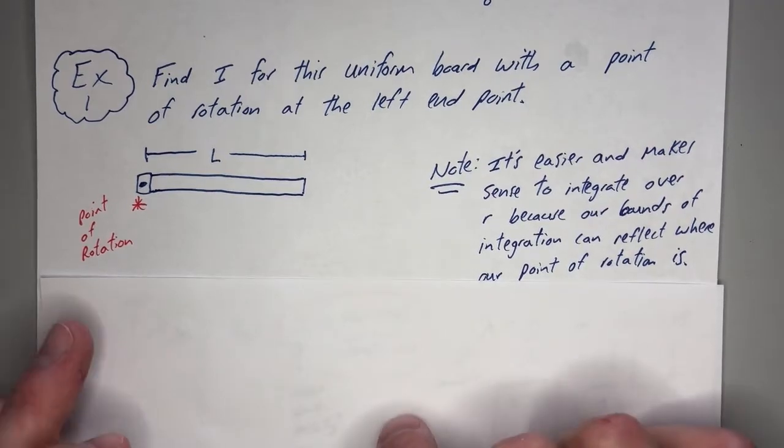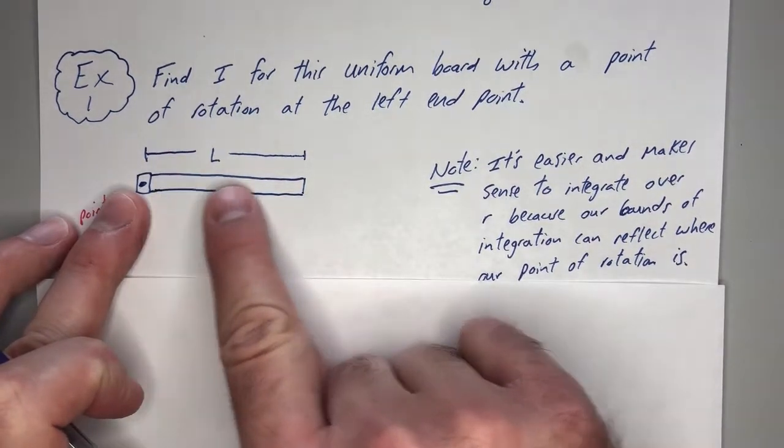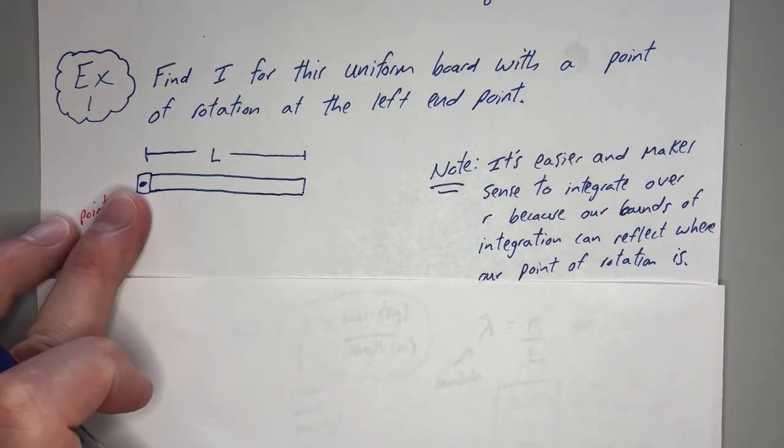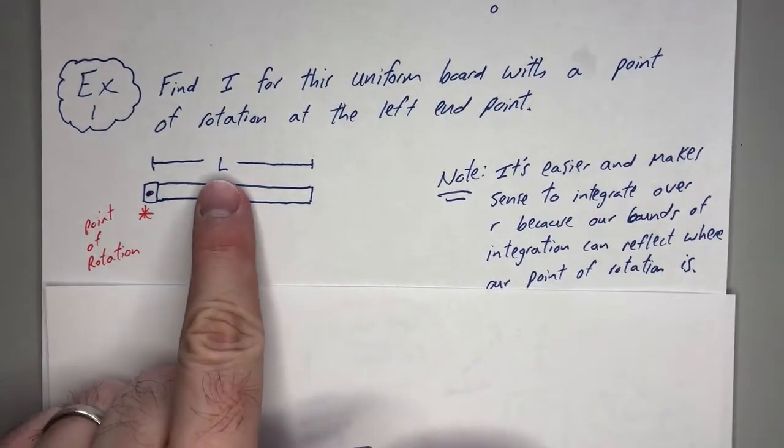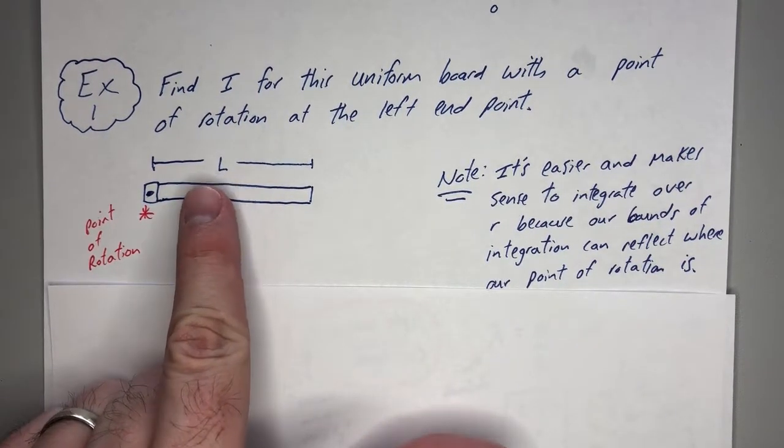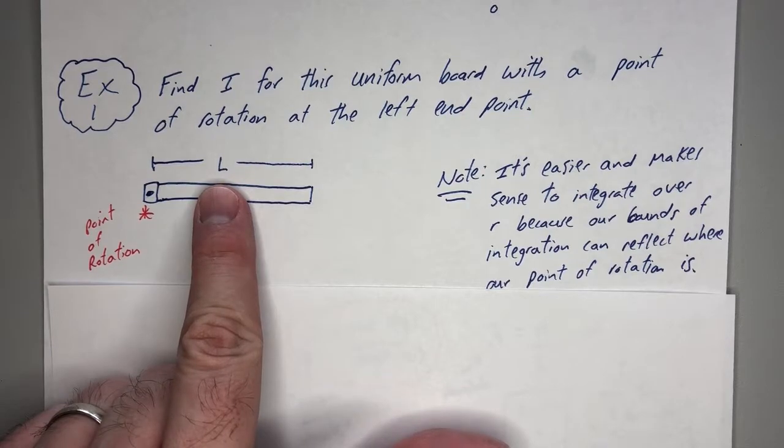Because you can picture, if that was my point of rotation and this is my length right here, that's a vastly different situation than if my point of rotation, like a revolving door, were right here. In that case, the 0 point would be right there. We'll talk about that in our example 2.